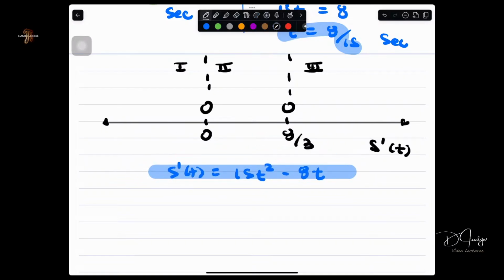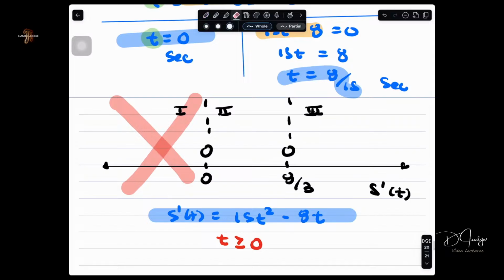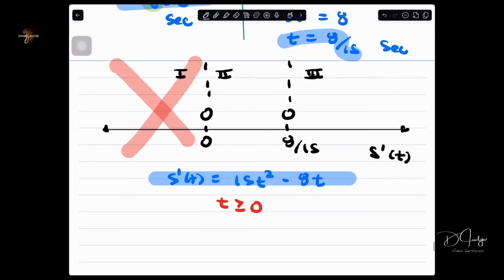But remember, t is greater than or equal to 0. That means we have to throw out region 1. We just need to test region 2 and region 3. So we need test points. And again, 8/15, I said there's a little deja vu there, but it's not 8/3. It looks like it's 8/15 here. Okay, that means my first test point, I have number 1 available again as a test point.